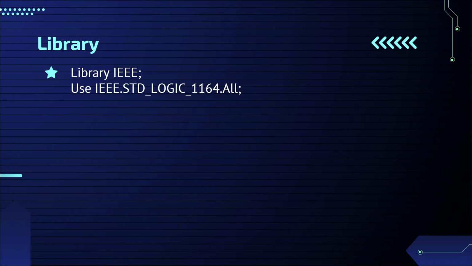Library in VHDL. A VHDL program starts by including a library. The most commonly used library is IEEE, which provides standard logic operations. We write it like this: library IEEE; use IEEE.std_logic_1164.all. IEEE is the library, std_logic_1164 is the module inside it, and all signifies that we are importing the whole module.